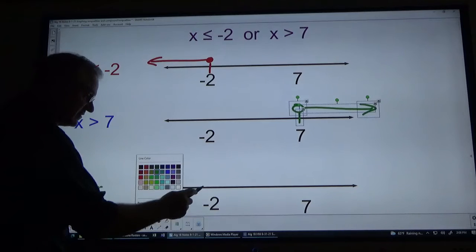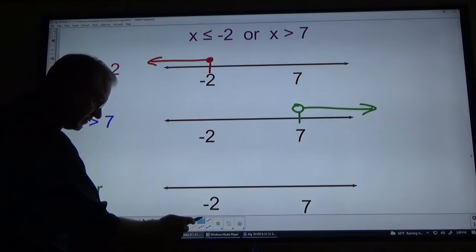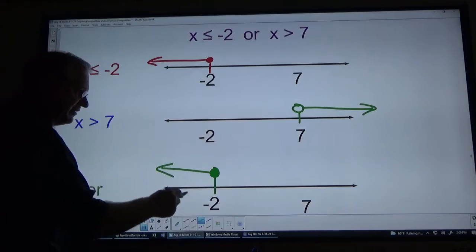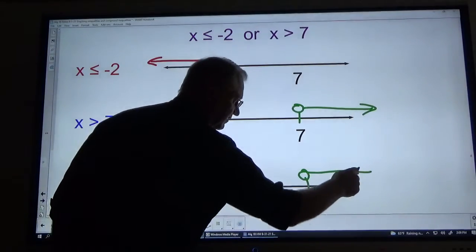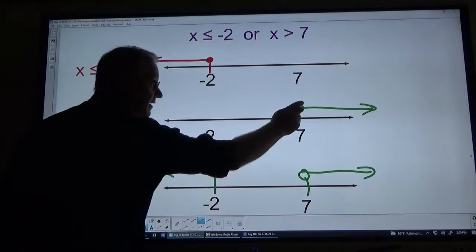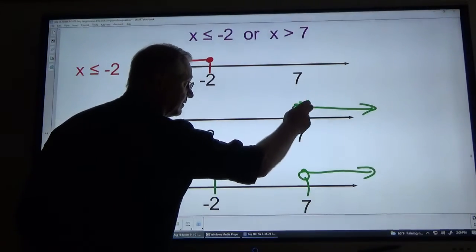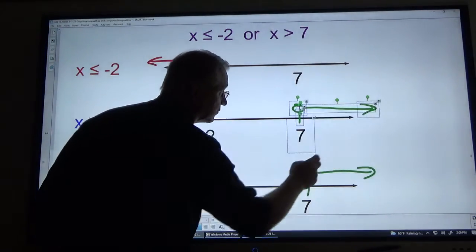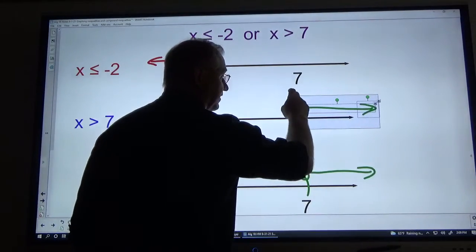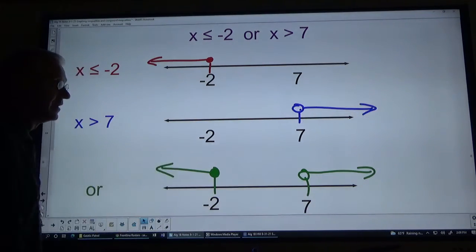Let's see, I want this, so it's not behaving. There we go, hopefully. Solid dot over -2, arrow to the left. Open circle over 7, arrow to the right. That is my final answer here, and I don't know how that changed to green. It must have been highlighted. Giving me trouble. Let me fix it. Should be blue. There, that's better.